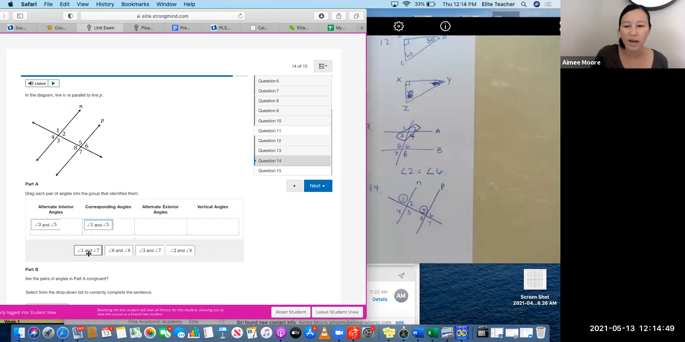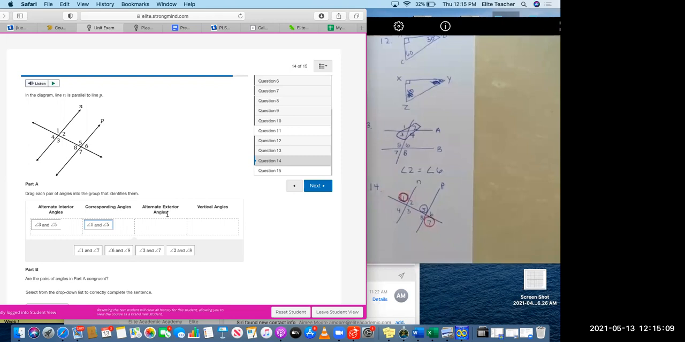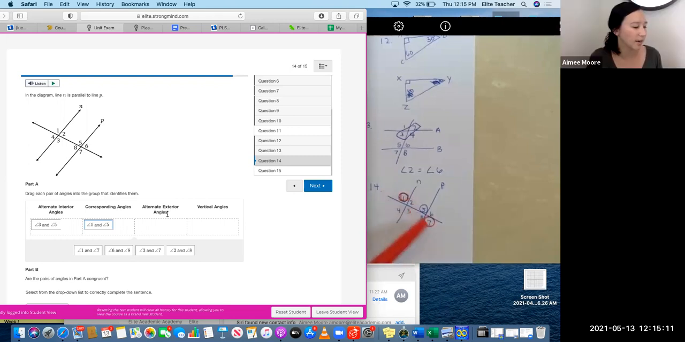And then let's look at 1 and 7. Do you think they're alternate interior? Are they inside, or are they alternate exterior, on the exterior of our parallel lines? They're alternate exterior. Yep, they're on alternate sides of the transversal and they're on the exterior of the parallel lines. Good.